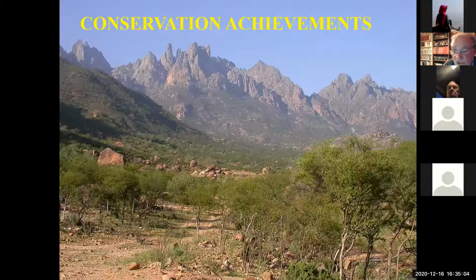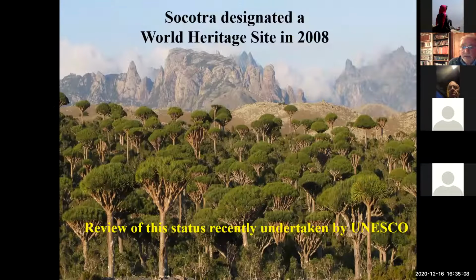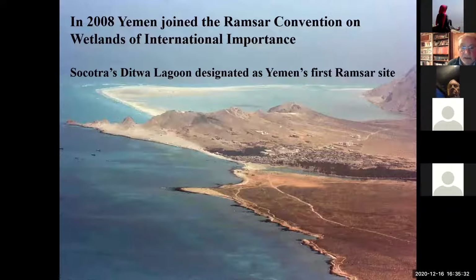Now, conservation achievements. Well, I think one of the main ones was that Socotra was designated as a World Heritage Site in 2008. And because of recent concerns, a review of the status has recently been undertaken by UNESCO, and a number of us, I know, present in this room have taken part in that, as well as our Socotran friends.